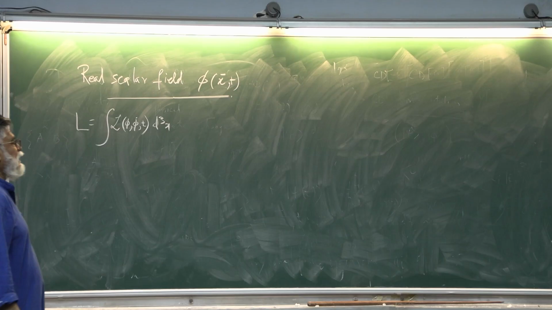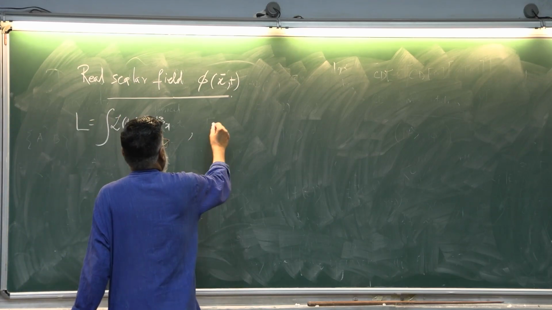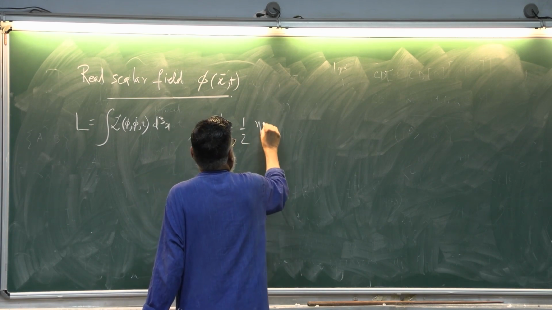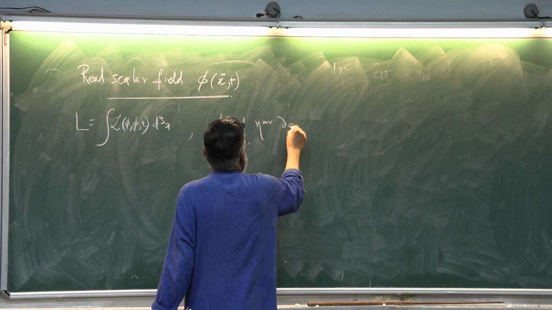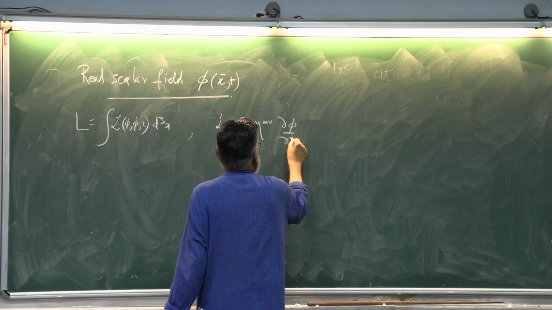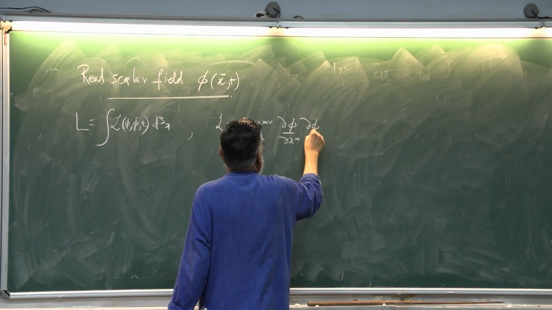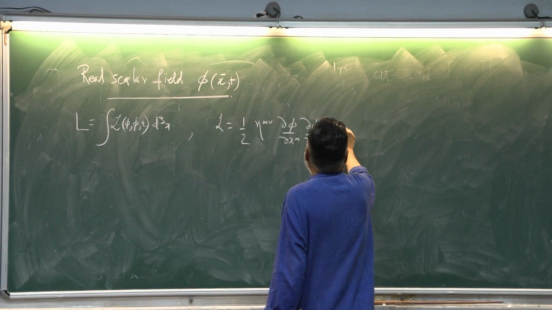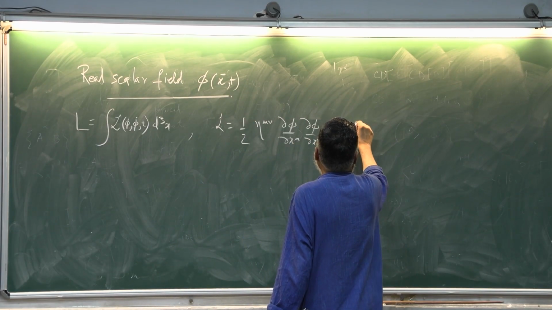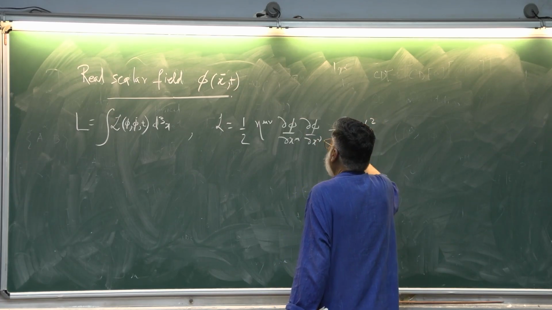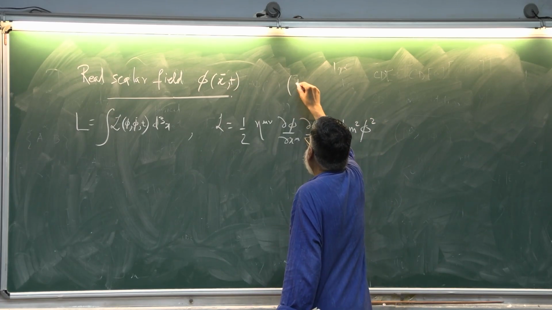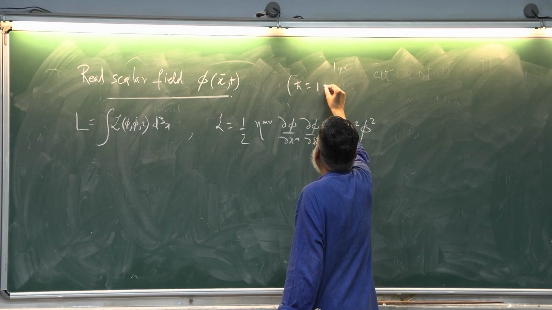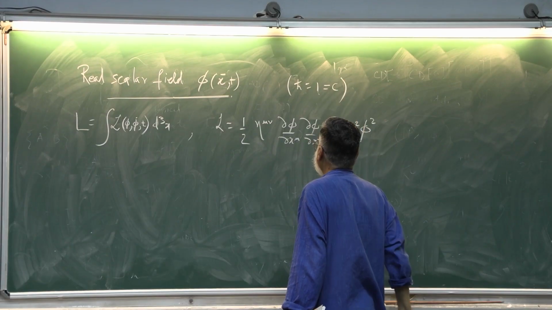And the simplest Lagrangian density for a real scalar field is half eta mu nu del phi by del x mu, del phi by del x nu, minus half m square phi square. By the way, I will use the convention that I have chosen my unit system such that the value of h bar is 1, the value of c is 1.